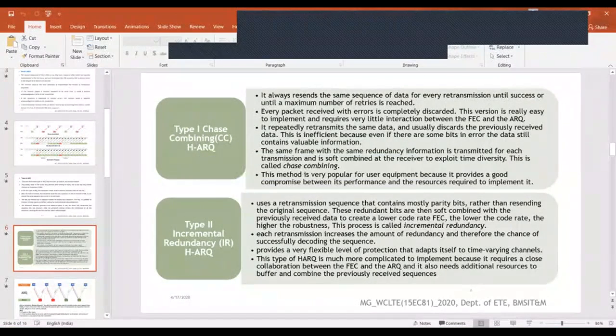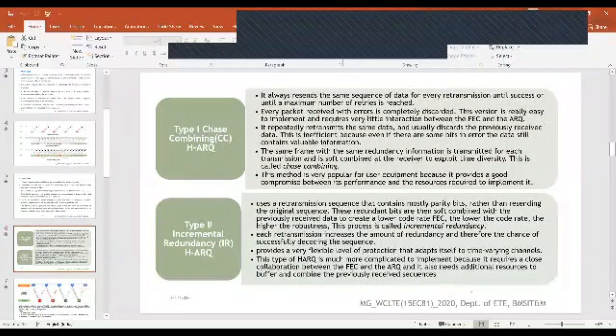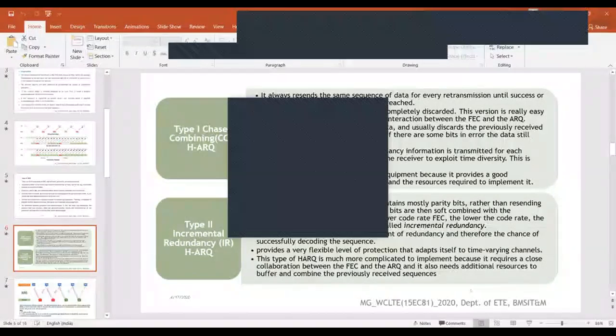I think my internet connection is not proper. Am I audible? Hello? Or is there any disturbance? No, sir, you're audible, sir. Yes, sir.